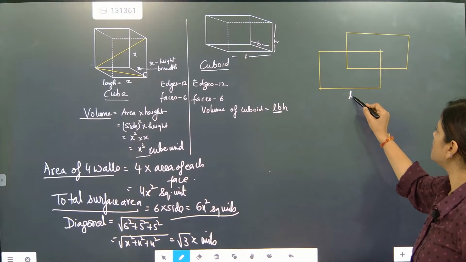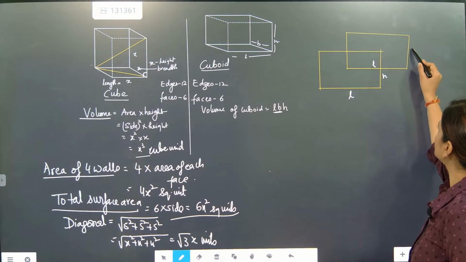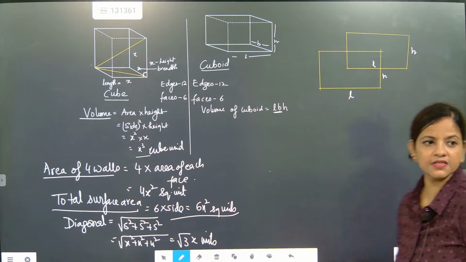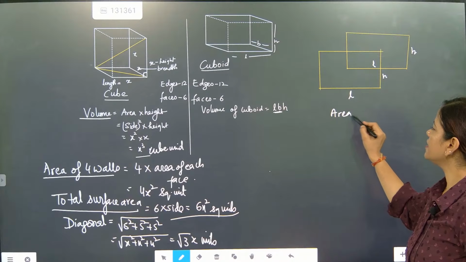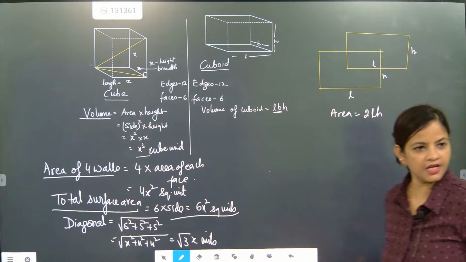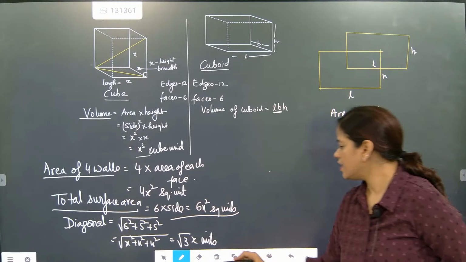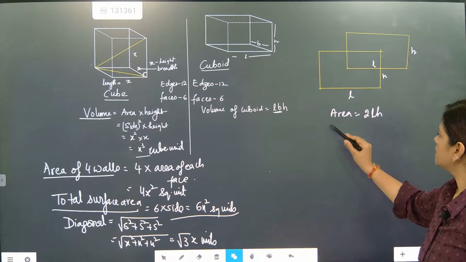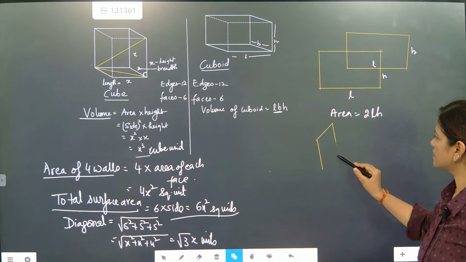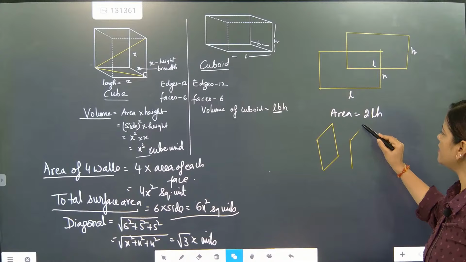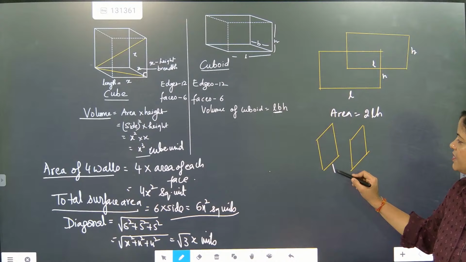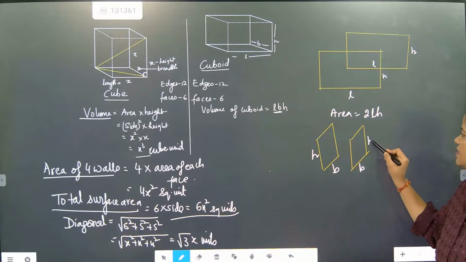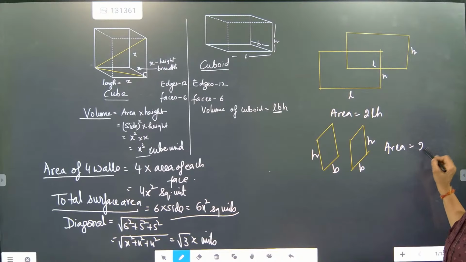It will become L, H. This side is L, H. So what is the area of these two faces? LH, LH. So area is equal to 2LH. Done? Surface area we are going to find out. Now next part is this section and this section. B, H, B, H. So area will become 2BH. Done? Now third one.